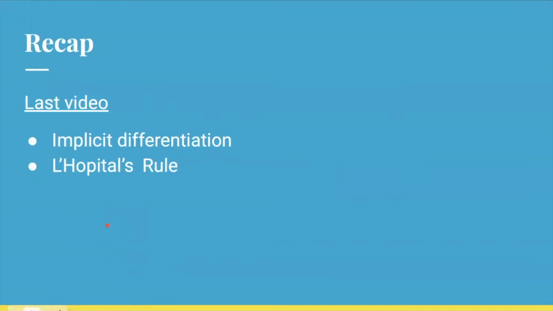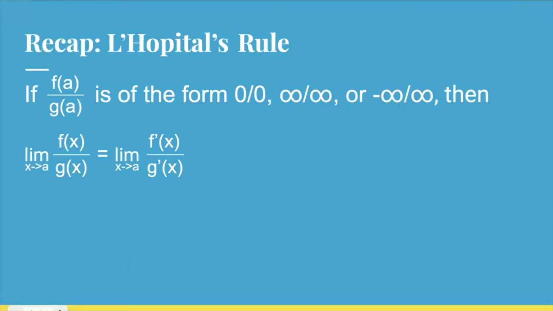So in the last video, we finished up implicit differentiation and then started to learn about L'Hopital's rule. At this point, you should be pretty good with implicit differentiation because we spent 2 videos on it. And L'Hopital's rule states that if you have a limit of a fraction and that turns out to be of indeterminate form, then you can take the derivative of the numerator and the denominator and then solve for that limit.